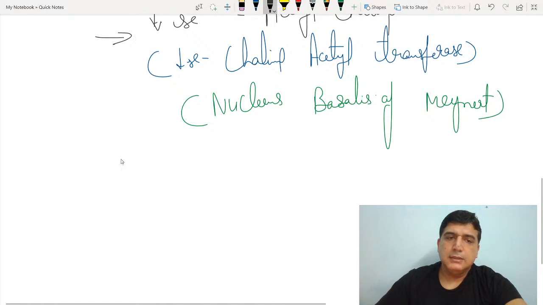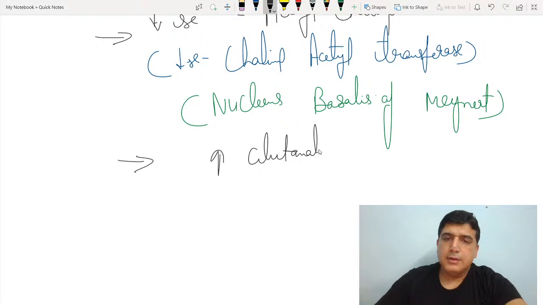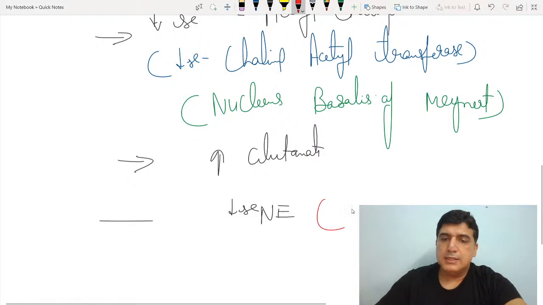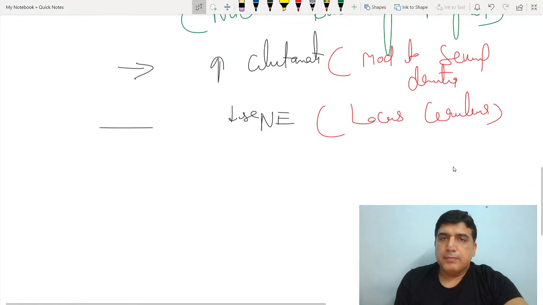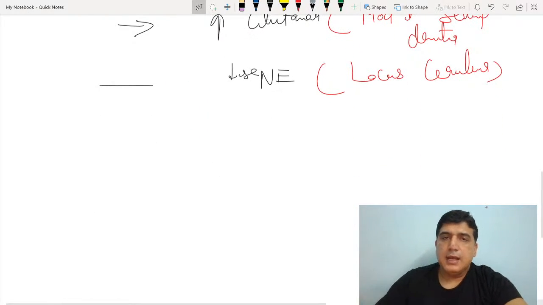Apart from that, there is an increased level of glutamate and a decreased level of norepinephrine. Norepinephrine decreases in the locus ceruleus and glutamate increases in moderate to severe dementia. That you should know about the neurotransmitters.